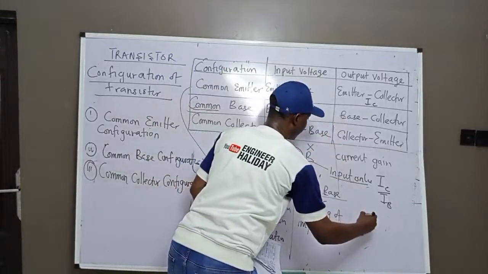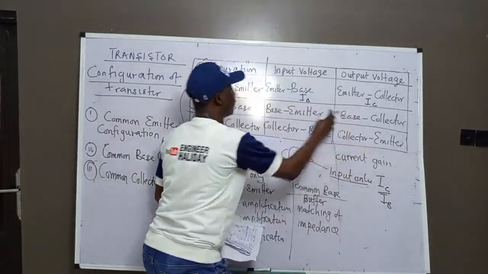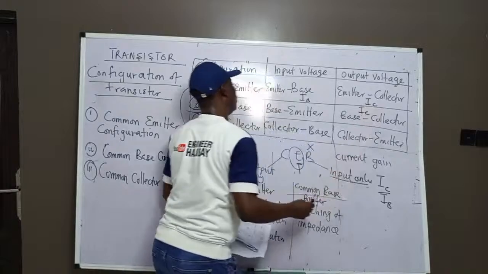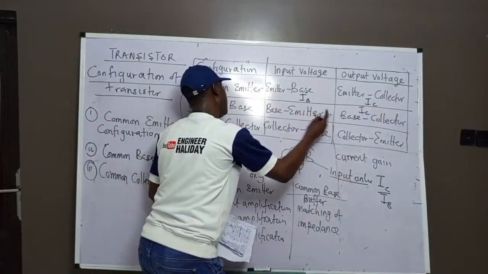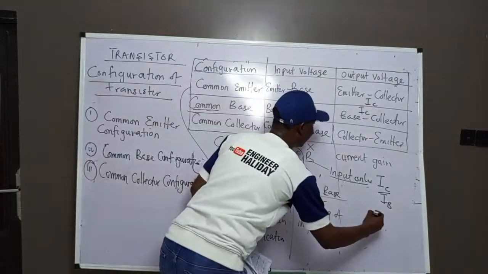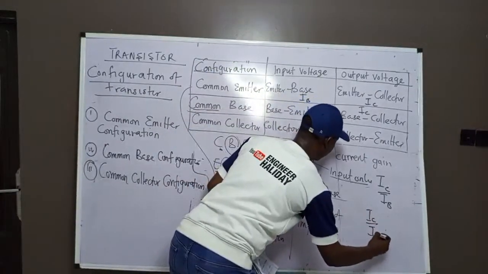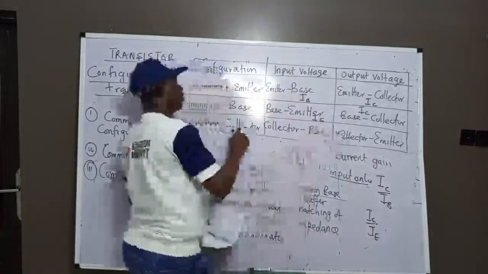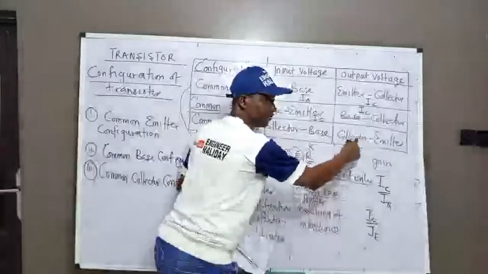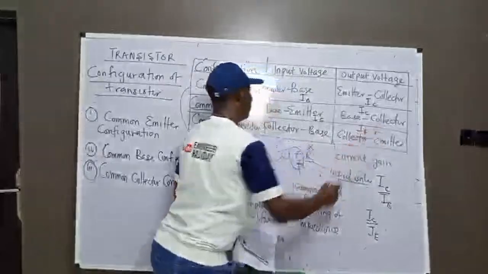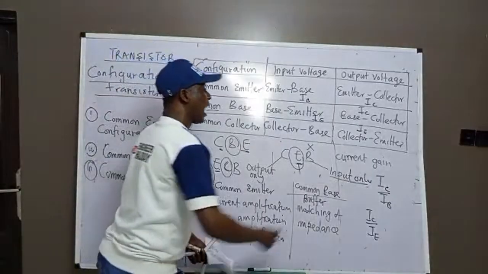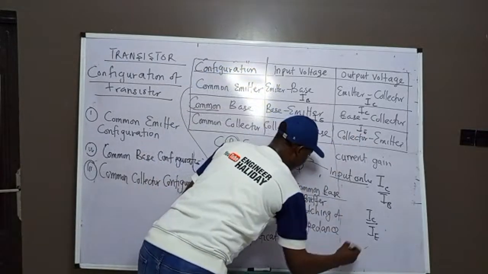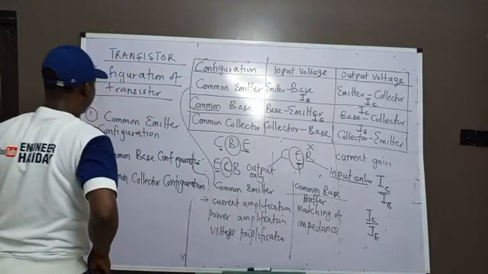What about this one? In the common base configuration, look at it now. Which one is the output current? IC again. Which one is the input current? IE, this emitter current. So the current gain will now be IC over IE. For the common collector configuration, the current gain is IE over IB. Let me clean this side.